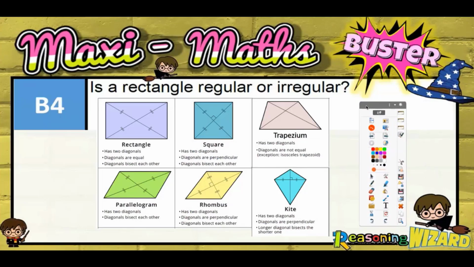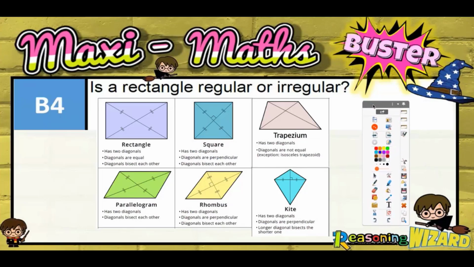Question 4. Is a rectangle regular or irregular? Now, what we need to know here is the difference between regular and irregular shapes. We've got some shapes here. These are all quadrilaterals. This particular diagram here is talking about the diagonals within a quadrilateral.